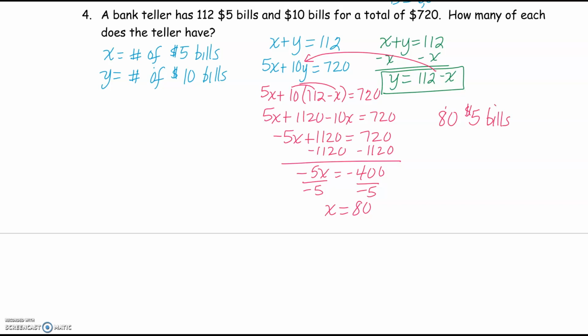To get the $10 bills, I'm going to go ahead and plug it in. Y equals 112 minus 80, and I'm going to get Y equals 32. 80 $5 bills, 32 $10 bills. Let me rewrite that. That looks sloppy. 32 $10 bills.